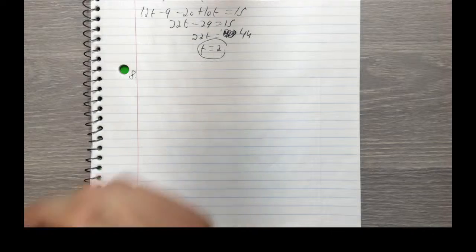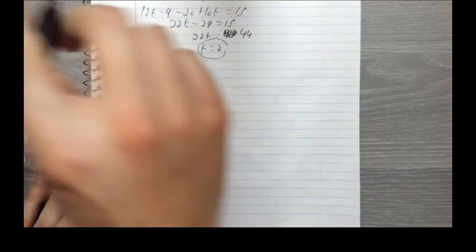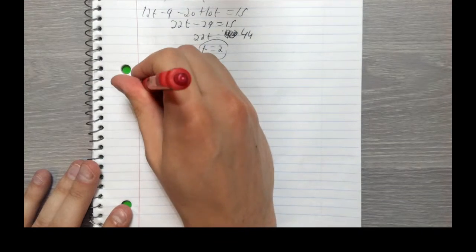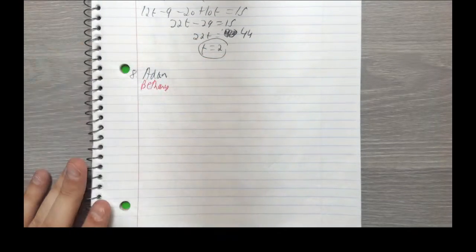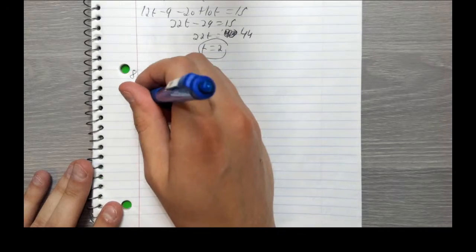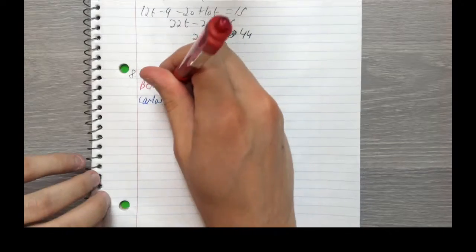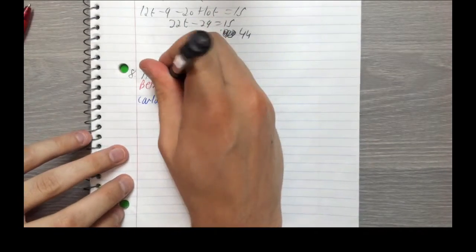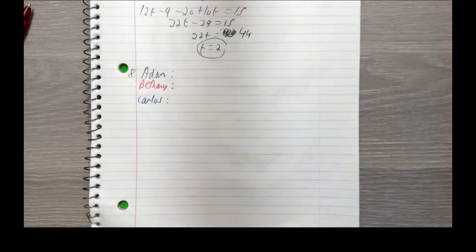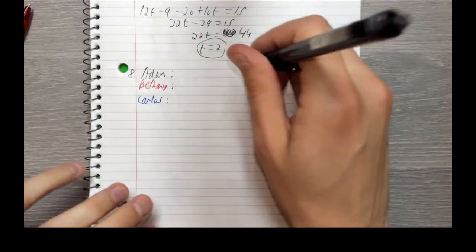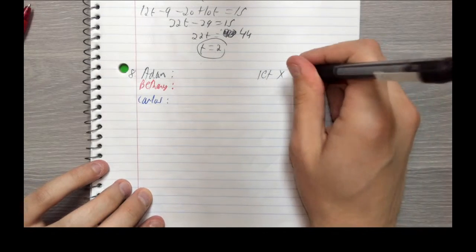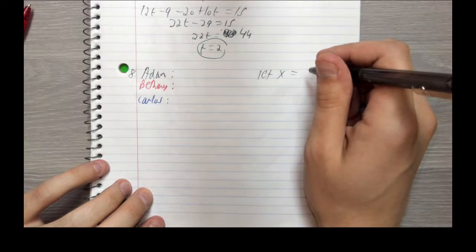Okay, so let's think about Adam, Bethany, and Carlos. I'm going to do 3 different colors just to split them up. Let's break them down. Adam estimates that it would take him 4 days. So we want to figure out how much of the house he'll complete in X amount of time. So if we let X be equal to, in this case, days.